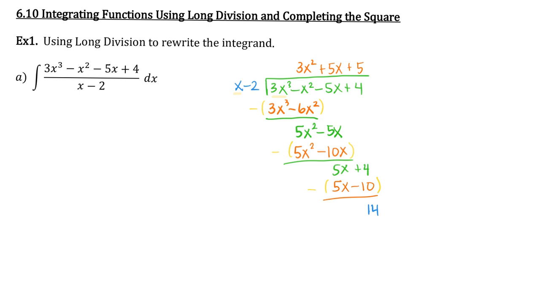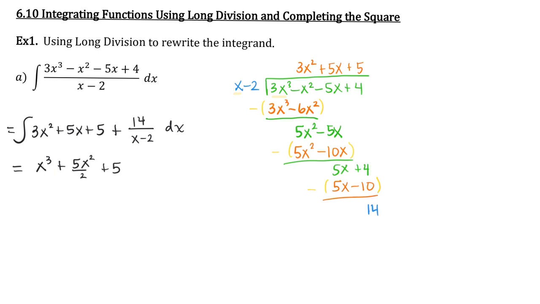Okay, now my whole goal was just to rewrite this integral in mixed number form. So this is the same as 3x squared plus 5x plus 5, the remainder is 14, and I was dividing by x minus 2, dx. After all that work, my actual goal is now to take the antiderivative. So the integral of 3x squared is 3x cubed divided by 3, which is x cubed, plus 5x squared divided by 2, plus 5. And then I have 14 over x minus 2, which I know is going to be some kind of ln function.